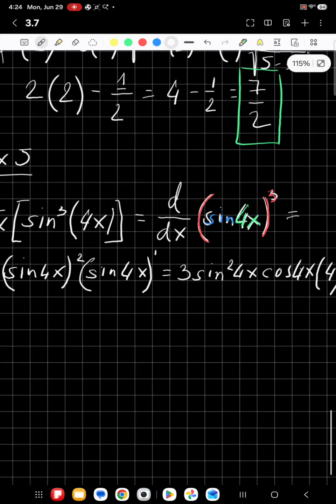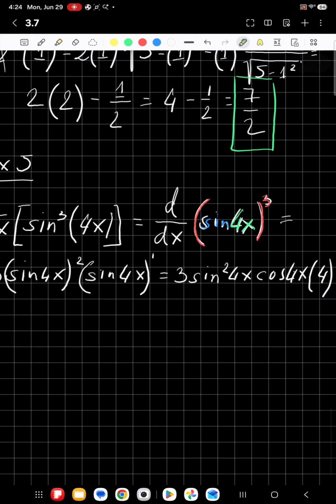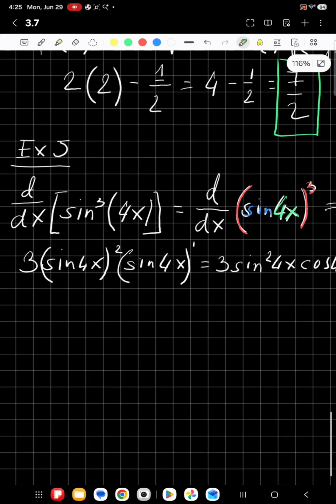So the final answer, and I can combine these two. So I can take 3 and multiply by 4, so that's going to be 12. So 12 times sine square 4x times cosine of 4x. All right, so this is the final answer.